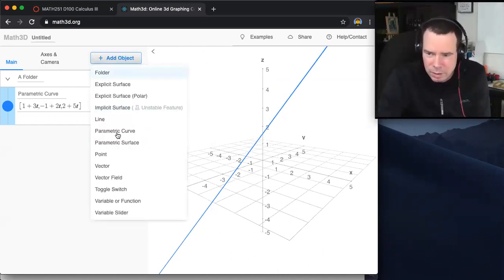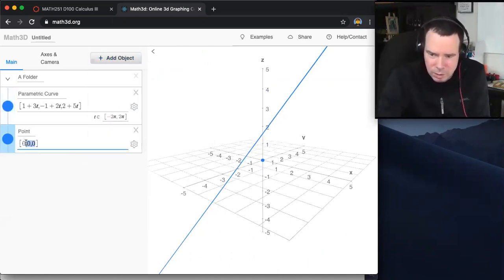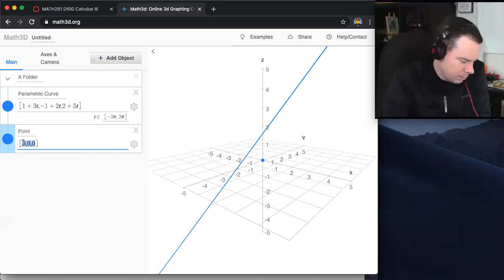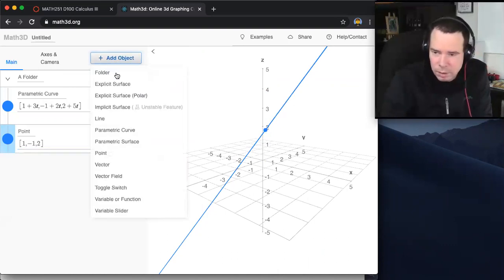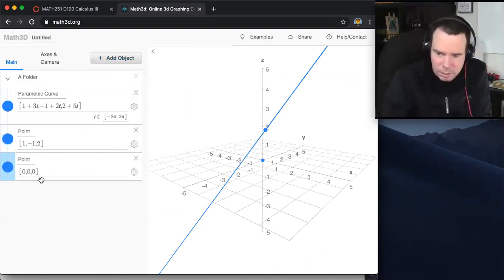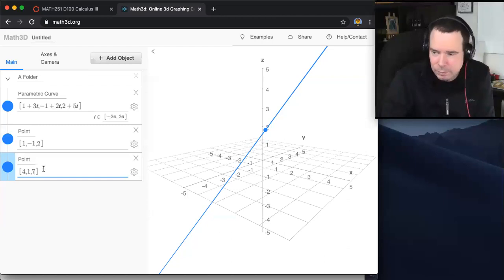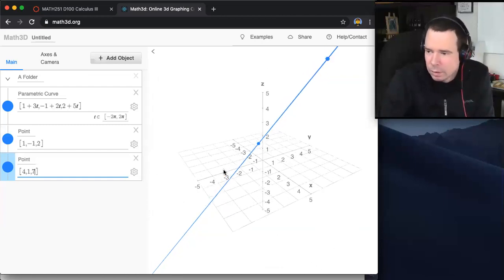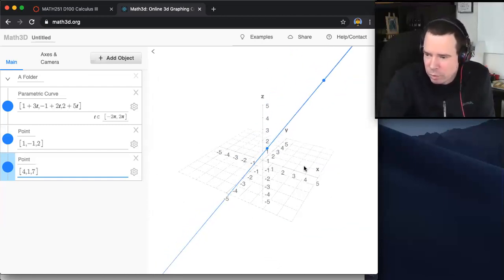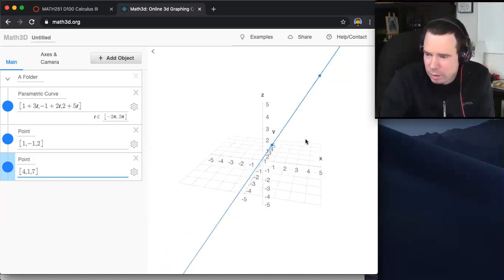So let me just add the point P and the point Q to our diagram just so we can see. Point P is 1, negative 1, and 2. And the other point is 4, 1, 7. Okay, so those are our 2 points, and we just want the line segment that goes between them.